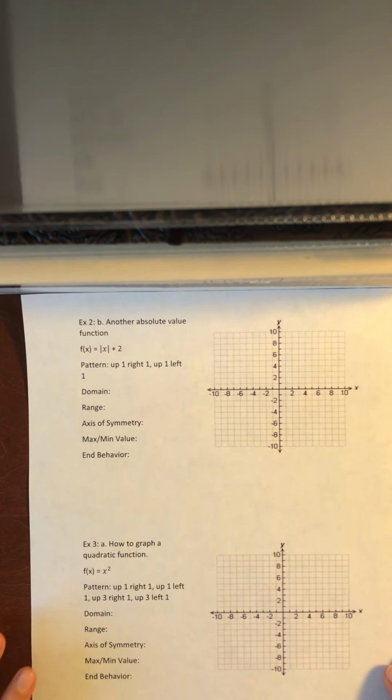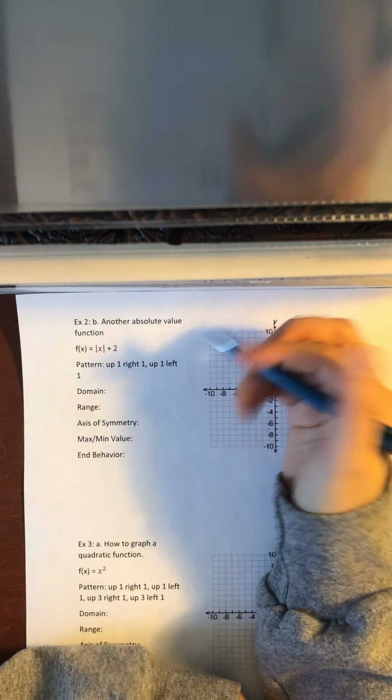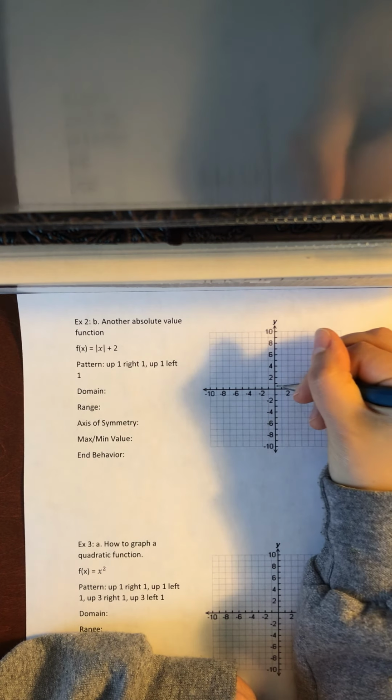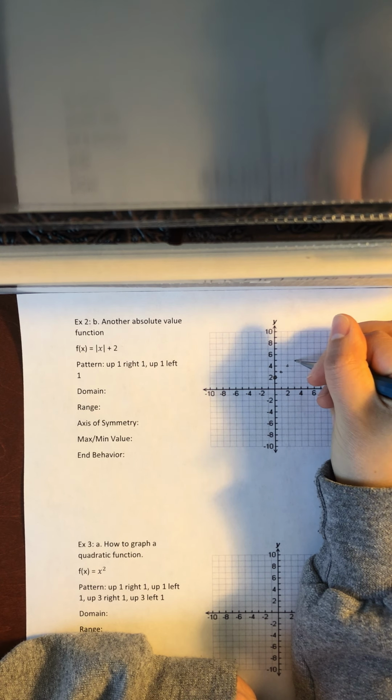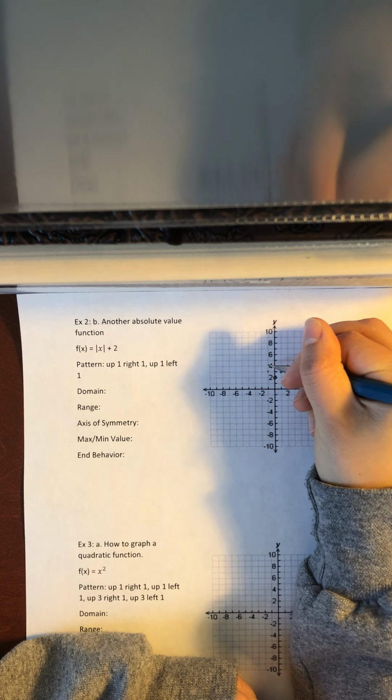Okay, next. Here's another absolute value function. So for this, this is an absolute value function moved up 2 units. So we just go up 2, and then we do our pattern, up 1 over 1, up 1 over 1. Same thing in both directions.